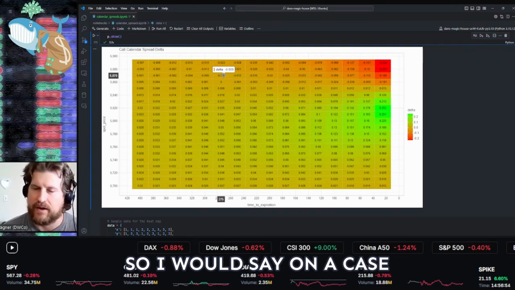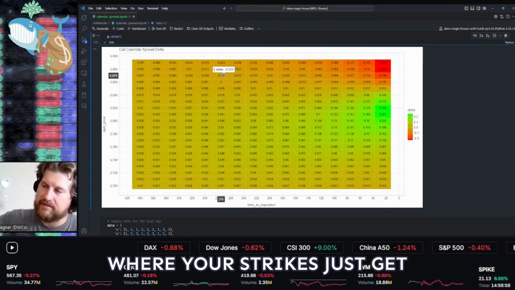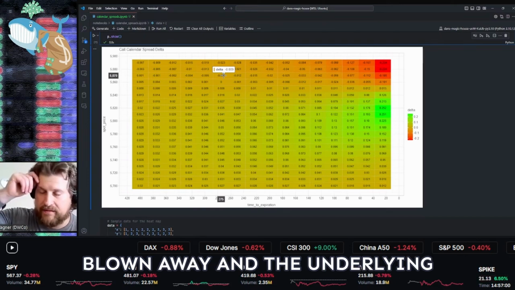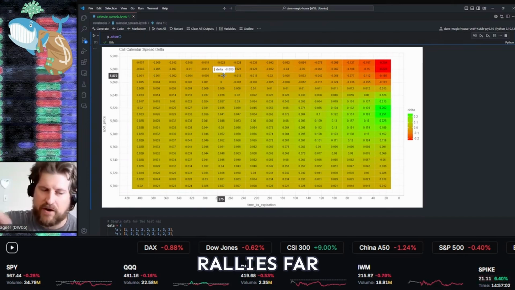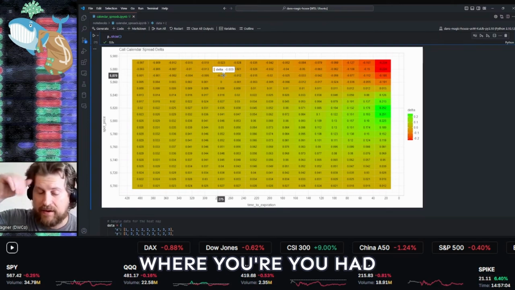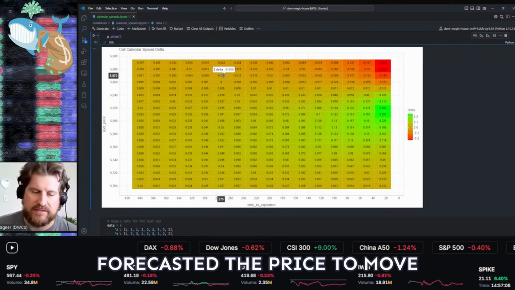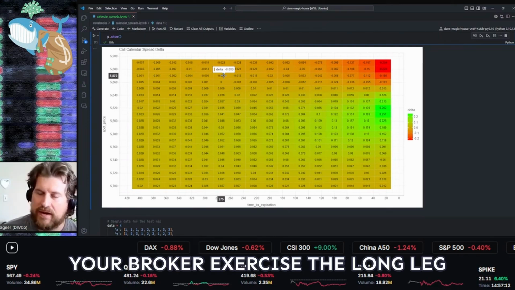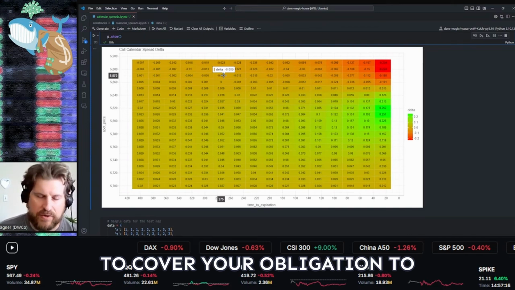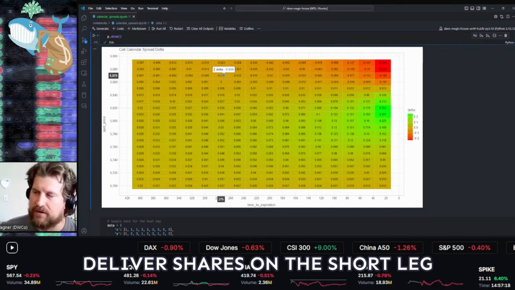So the next day you don't wind up short 100 shares of PDD and dealing with the margin implications of that. So I would say, in a case where your strikes just get blown away and the underlying rallies far beyond where you had forecasted the price to move, you'd want to have your broker exercise the long leg to cover your obligation to deliver shares on the short leg.